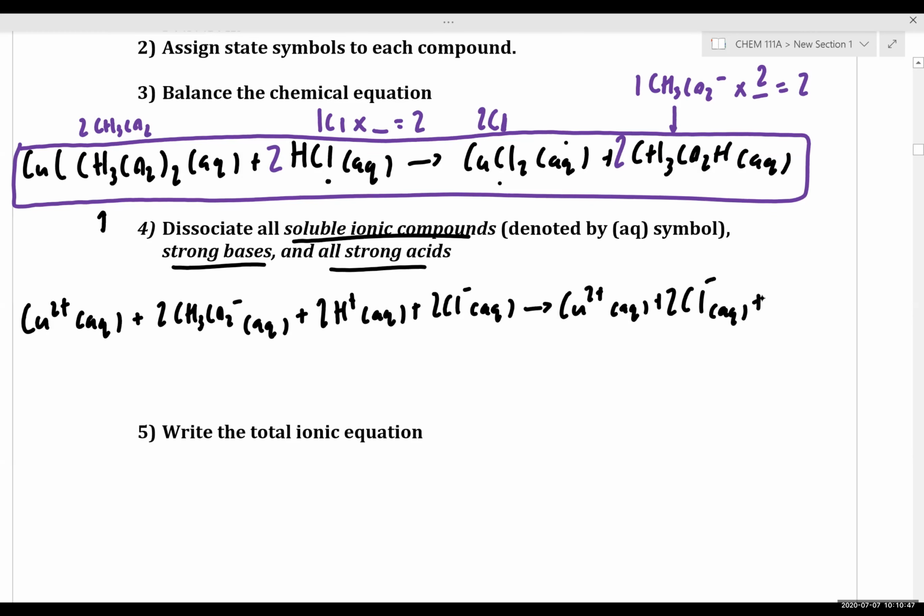Now, my next question is, do we dissociate acetic acid? So looking at our criteria, is acetic acid a strong acid, strong base, or soluble ionic compound? Does it fit any of those criteria? No. So then do we dissociate it? No, exactly. So we keep it together.